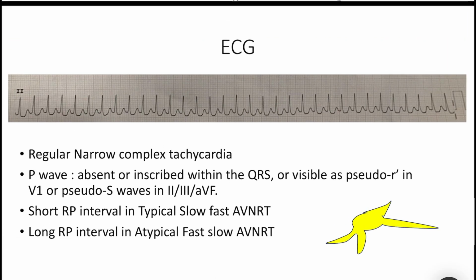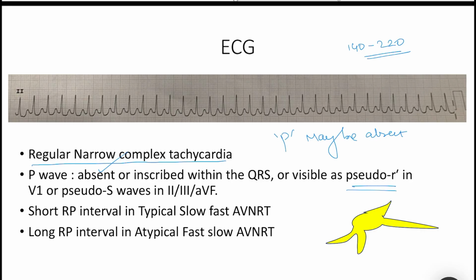On ECG, AVNRT presents as a regular narrow complex tachycardia, typically around 140 to 220 beats per minute. Because atrial and ventricular activation occur nearly simultaneously, the P wave may be absent, embedded within the QRS complex, or visible as a pseudo R prime in V1 or a pseudo S wave in the inferior leads. Retrograde atrial activation via the fast pathway produces a short RP interval.